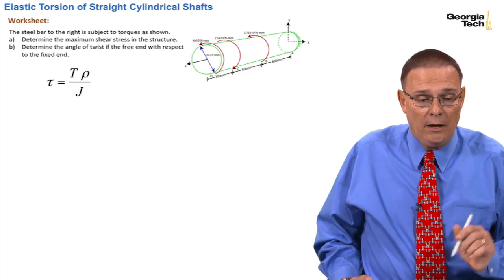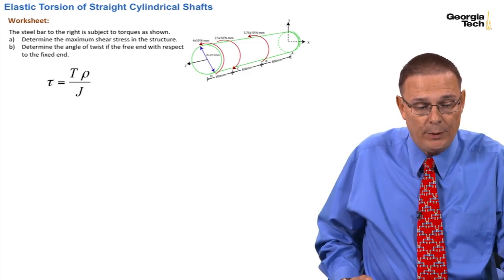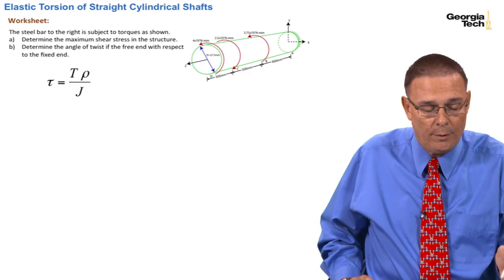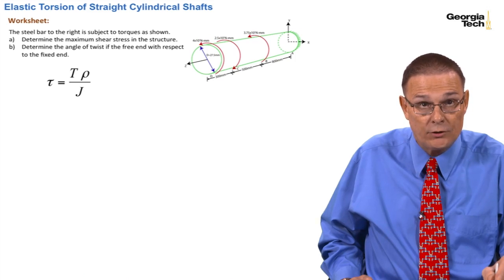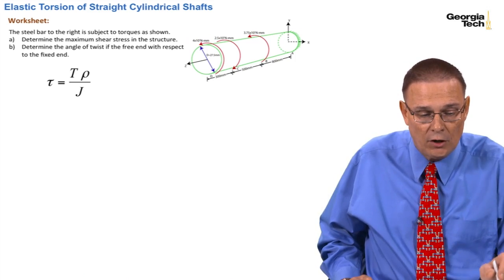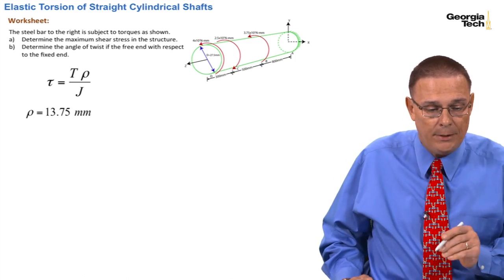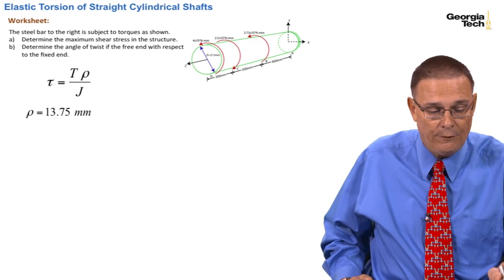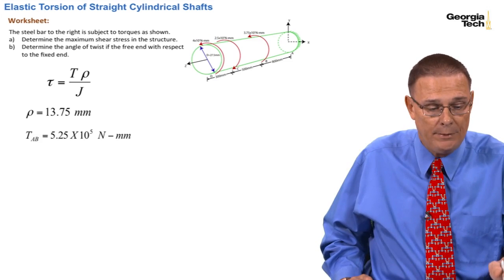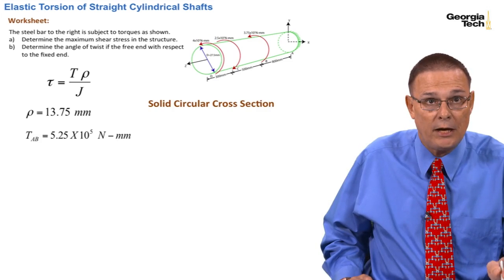Okay, so here's our elastic. To wrap it up, we have our elastic torsion formula. We know what rho is. We're going to find J, which is constant throughout the cylinder. We have now found where the max T occurs, the torque occurs in section AB. So rho we found to be 13.75 millimeters. Here's the largest torque in section AB.